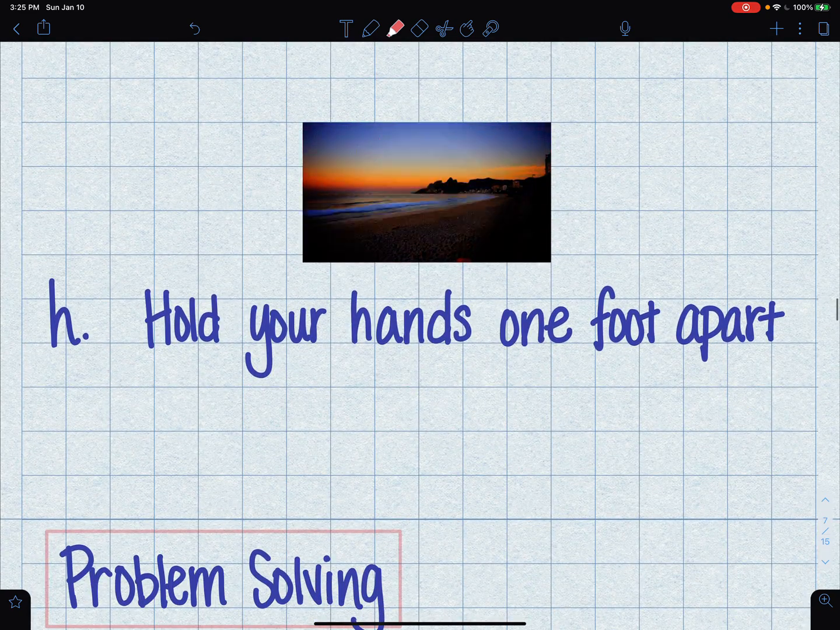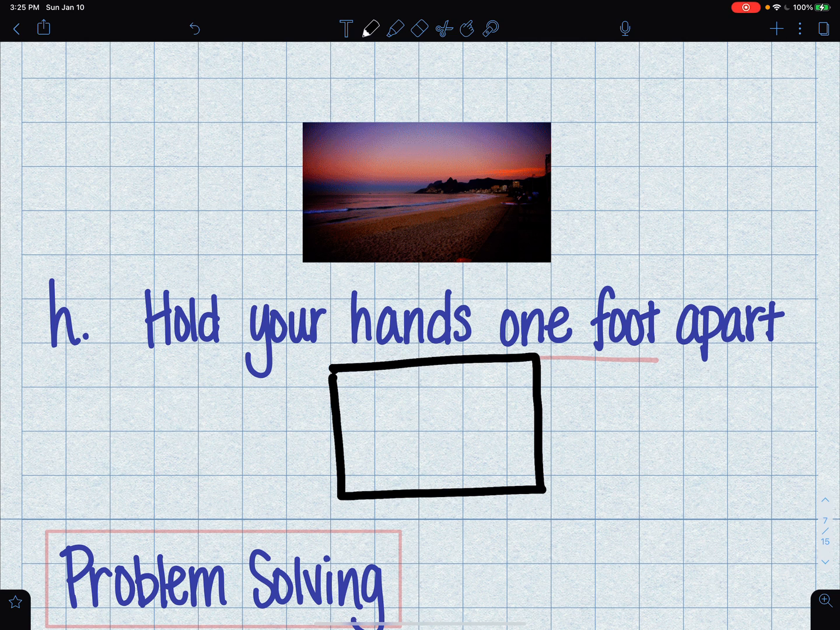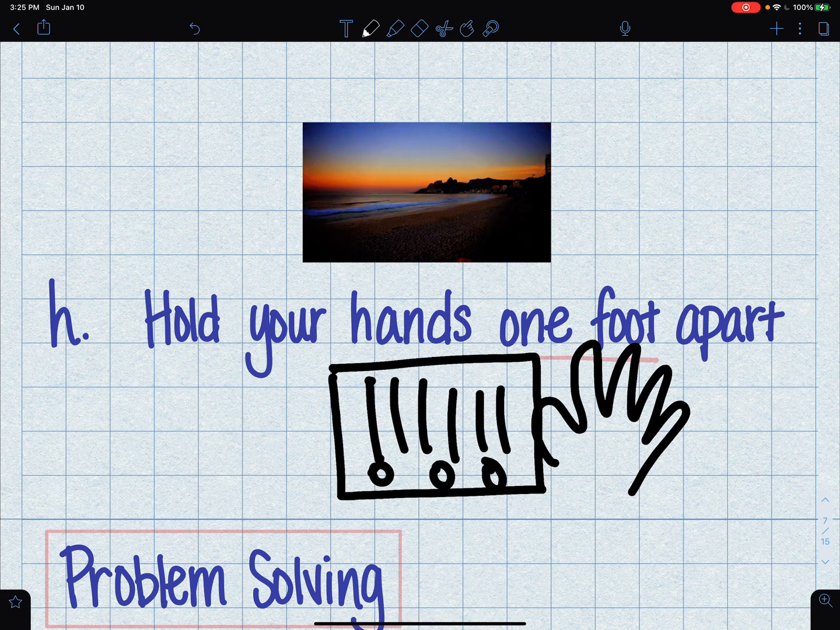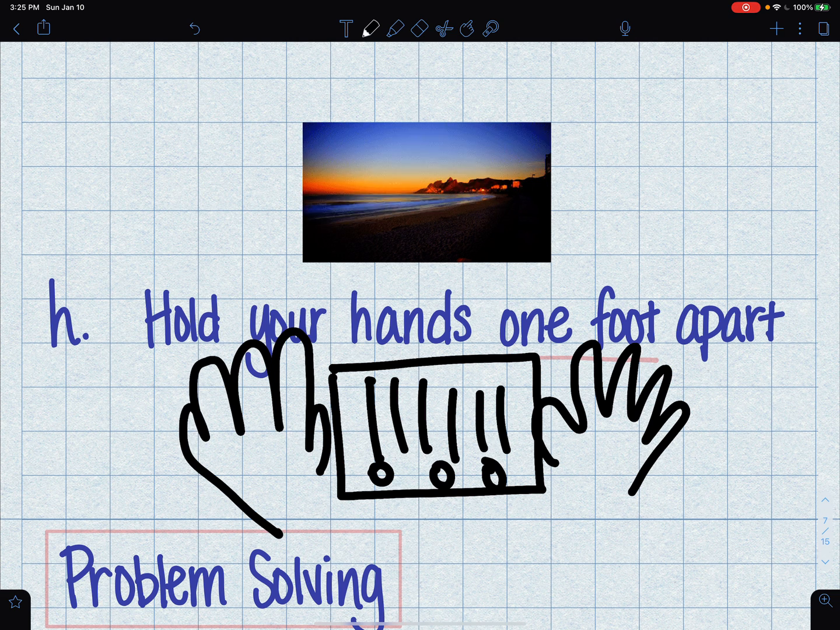Okay, this is kind of a different one for H. It wants you to hold your hands 1 foot apart. So kind of estimate what 1 foot is in the sky. Okay, now if you did that right, see your piece of paper in front of you? It should be a little bit longer than if you put the paper sideways. Like take your paper and put it sideways, right? And your hand should be a little bit longer than that. That's about a foot.